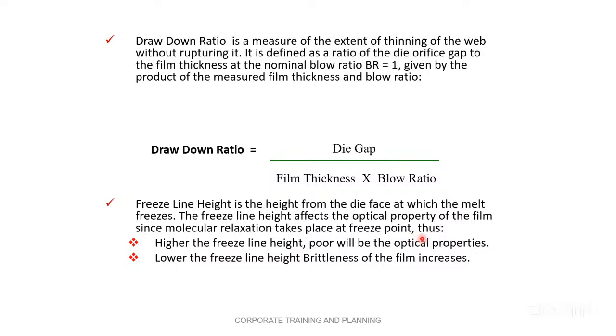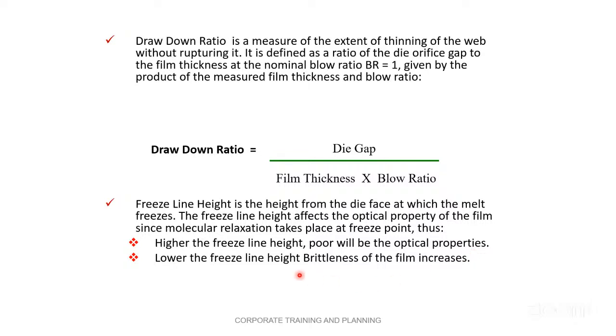point. Correct, because the air from the compressor here will remove the heat from the film. Therefore, from that onwards, it will get opaque or lose transparency. Higher the freeze line height, poorer will be the optical properties. If you see, this is very important. Higher the freeze line height, poorer will be the optical property.